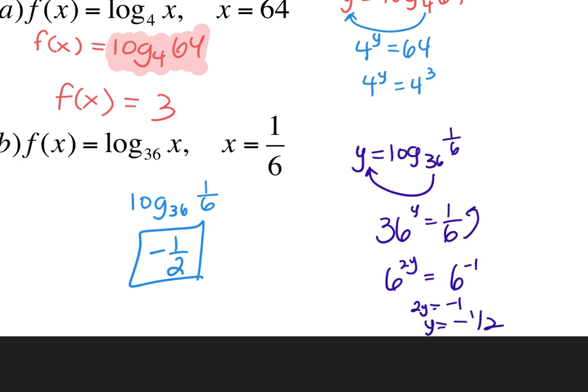But better than the long way is understanding the mental math part of it. If I need to move it from top to bottom or bottom to top, it's a negative exponent. If I'm square rooting, it's a half.